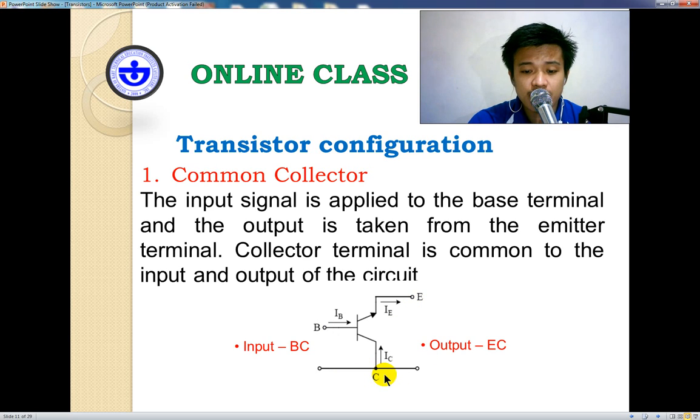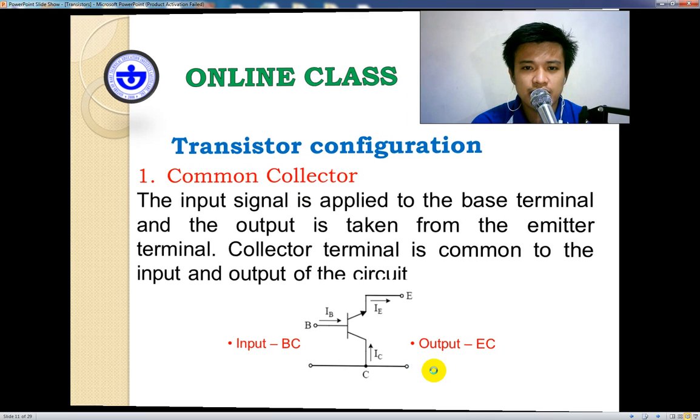So it means the common here is the collector. This is for our input, base, and collector, and our output here is the emitter and the collector. Okay, I hope that is clear. That's how this transistor is connected in the circuit. That is why it's called common collector, because the collector is common between the input and the output.